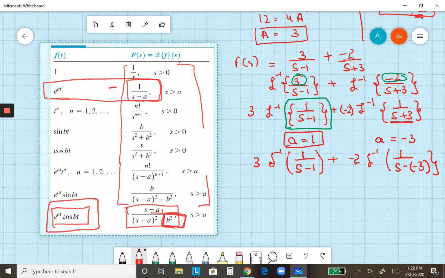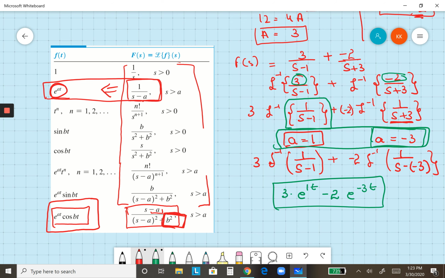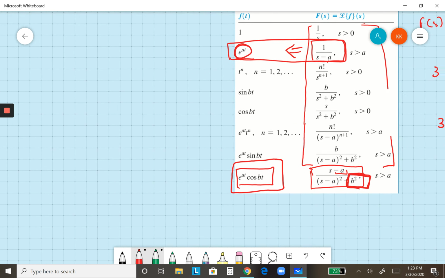So looking at the second point, we know that it has to be e raised to the power at. So we have our a's here, and we can go backwards to solve for e raised to the power at. So for the first part, it would be 3 times e raised to the power a is 1, t, minus 2 e raised to the power, so our a for the second part is -3, so e raised to the power -3t. So this will be our final answer. This is how we do inverse Laplace.